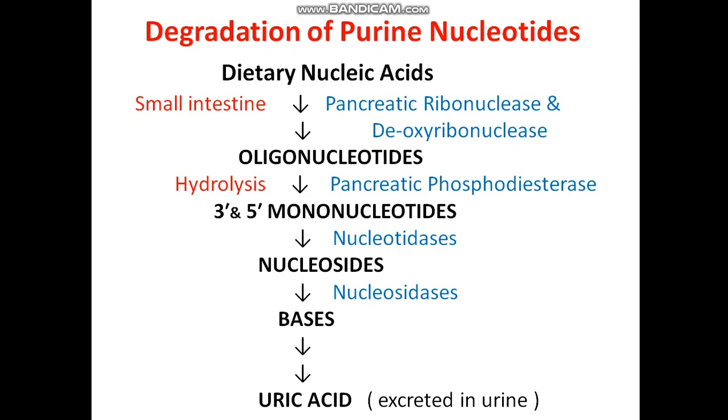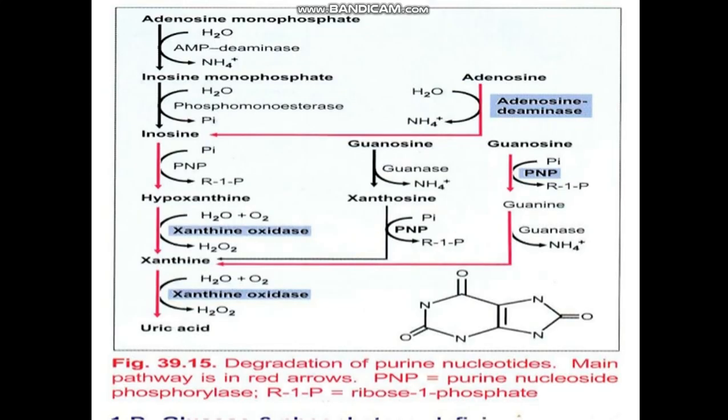And these bases are converted to uric acid after 3-4 steps, and they are excreted in the urine, and that is the excretory product of this purine metabolism. Here you see the flow chart, and just concentrate on the red line. What happens? Adenosine is deaminated by adenosine deaminase. And remember this enzyme because we have to discuss it in detail in later slides. So adenosine is deaminated and converted to inosine.